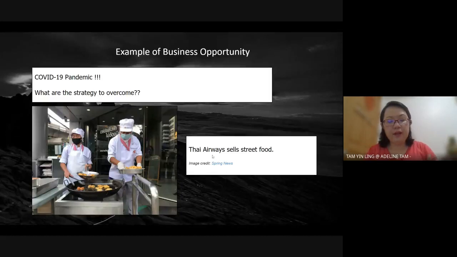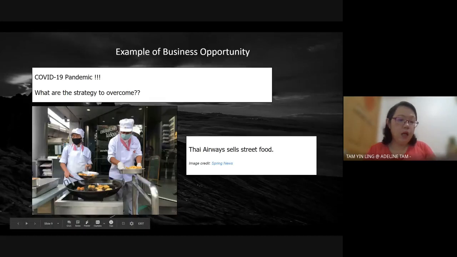Imagine airline services, they can't do anything. So they start selling. One example is Thai Airways. They sell street food. Makanan yang biasa kita lihat dijual di tepi jalan lah. Okay, street food. So what happened is they sell, and you can see they actually have a very good business.